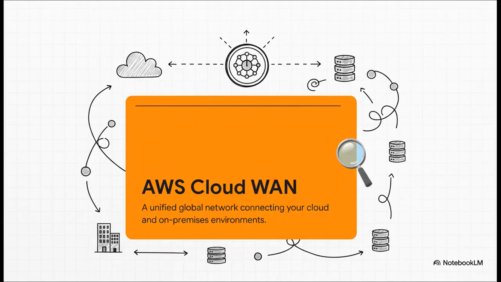So what is it really? Think of Cloud WAN as the central brain for your entire network, no matter where your stuff actually lives. The core idea here is just brilliant. AWS handles all the mind-numbing complexity on the back end, so they can deliver radical simplicity to you, the user.